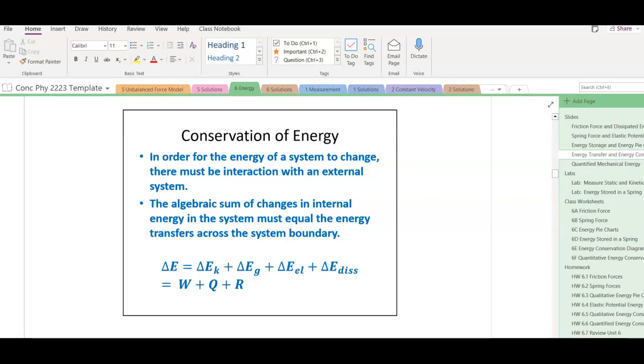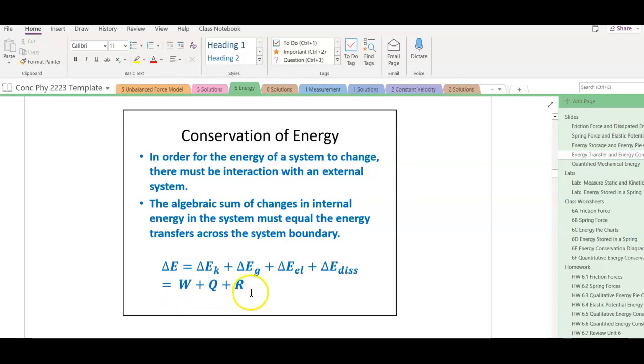So now that we're talking about systems that are not isolated, systems where the amount of energy may get bigger or may get smaller, the delta E, which is the change in energy, will no longer be 0. And the change in energy is going to equal the sum of the working, radiating, and heating that's done on the system.